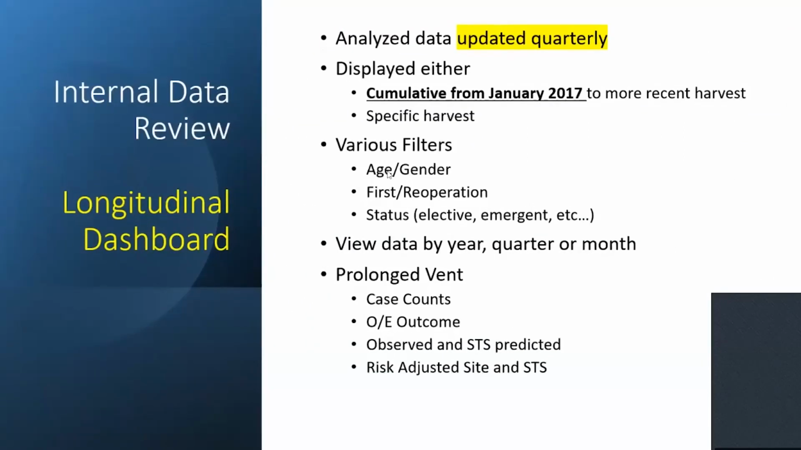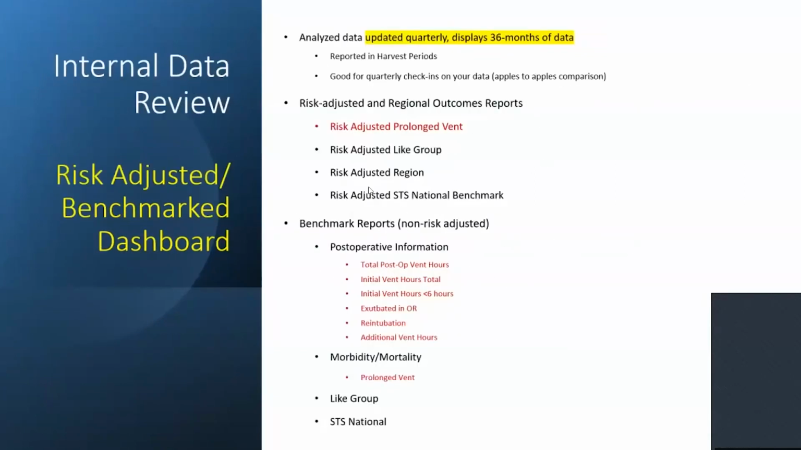Good. Prolonged vent. Okay, so let me go back. Sorry about that, everybody. So the benchmarked reports, non-risk adjusted, you'll find these 6 things under the post-operative information. The reason I'm showing you these and put these in red is because you're going to want to know where to find this information. I've gotten quite a few emails already about not being able to find the initial vent hours less than 6 hours, or those patients extubated in OR. So it'll be nice to have this information handy. And then in the morbidity mortality section, that's where you're going to find the prolonged vent.